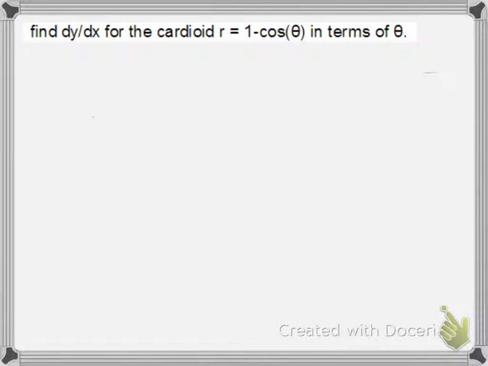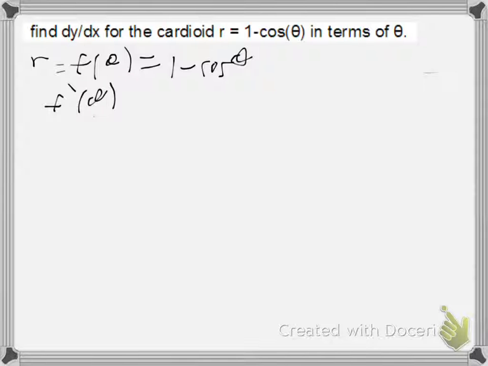Find dy/dx for the cardioid r = 1 - cos θ in terms of θ. So our first step is to let r equal some function of θ, f(θ), which gives us f(θ) = 1 - cos θ. Since we have f(θ), we can now find f'(θ). The derivative of 1 - cos θ is simply sin θ.